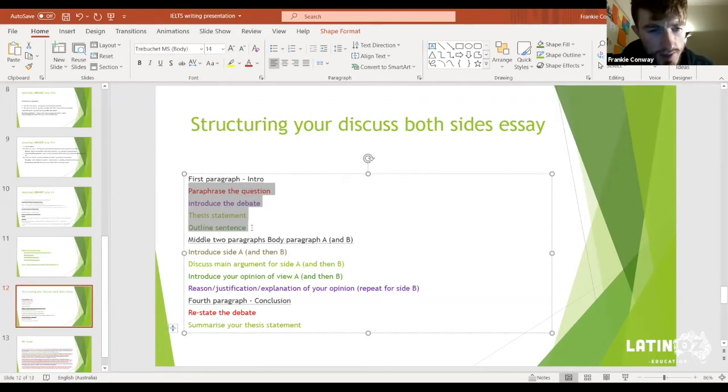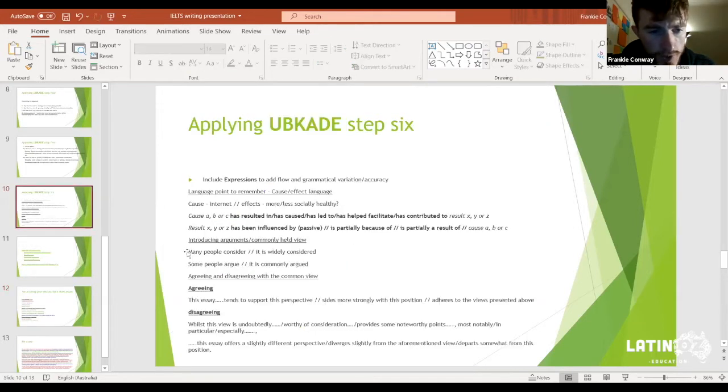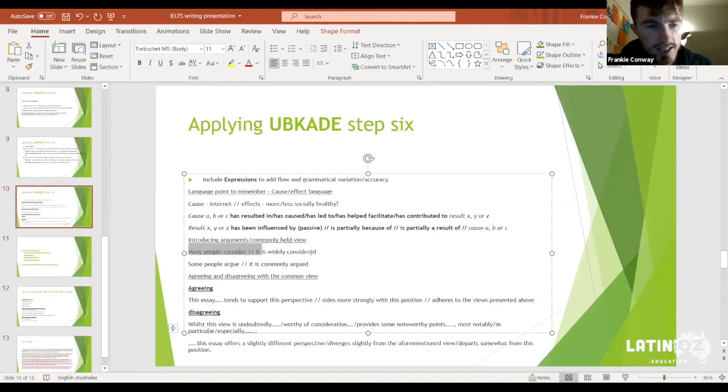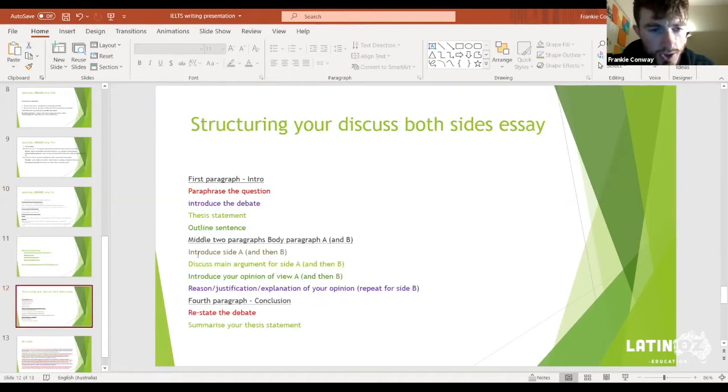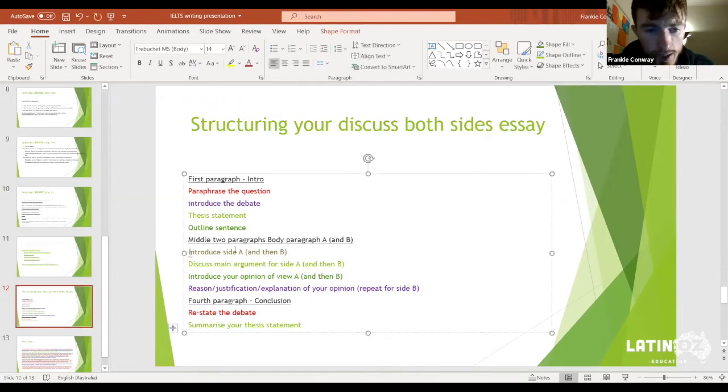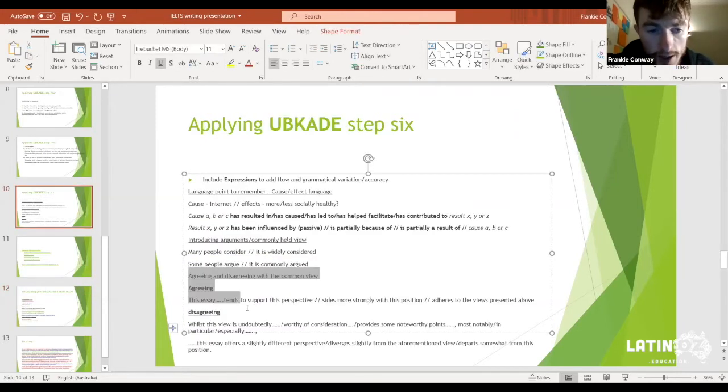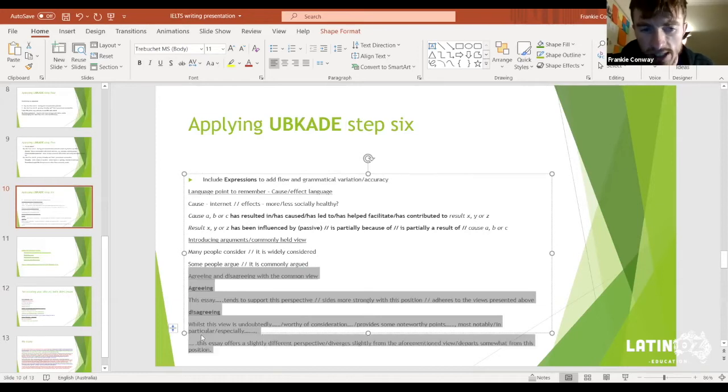outline sentence. In the middle two paragraphs, guys, you'd introduce side A with some of the language that I showed before. So many people consider, it is widely considered. That would be your first sentence of the main body paragraph. Then, guys, you would discuss that argument. So you would give explanation of why they have that opinion. Then you introduce your opinion of that view. And guys, that is the moment when you might agree and disagree. So that's when you introduce your language of agreeing and disagreeing.